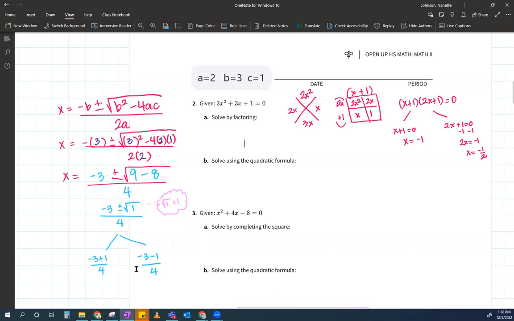-3 plus 1 is -2. -2 over 4 equals -1/2. And yeah, it matches. Yay! Let me try this other one. So this other one is -3 minus 1 is -4 over 4 is -1. And yeah, it matches.